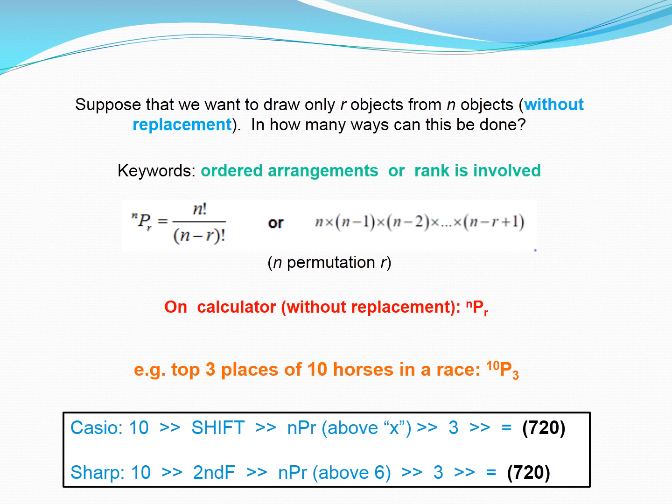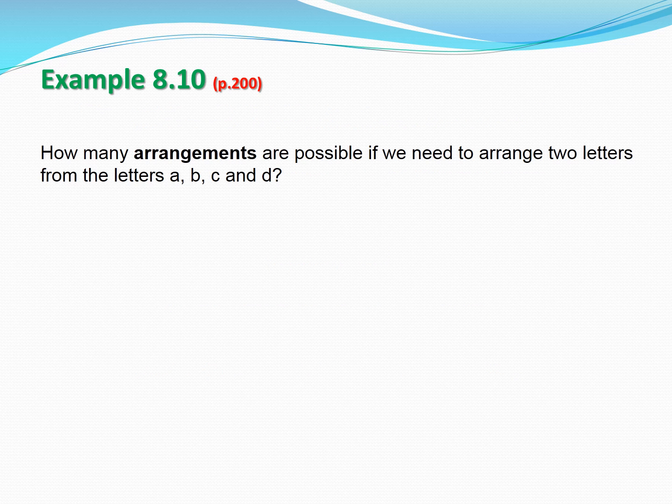If you struggled with following that, please ask the class assistants to help you. The keywords to look out for in these types of permutation sums are an ordered arrangement, or if rank is involved in the question.